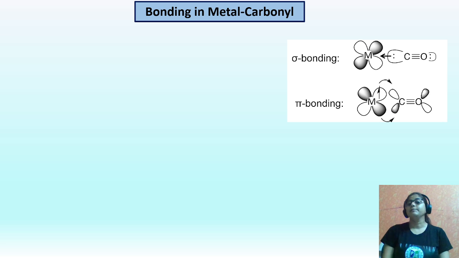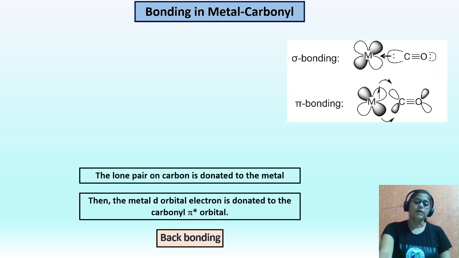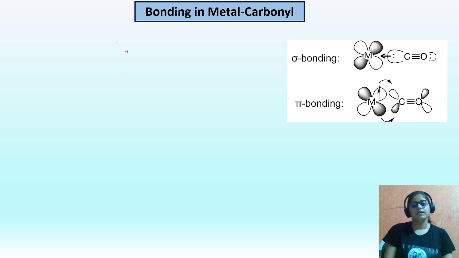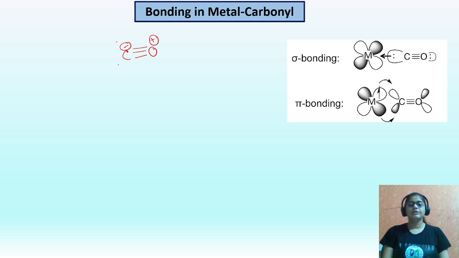Now the bonding in metal carbonyl. I have previously told you that first it will donate via sigma bonding, and then the metal will donate electrons from its d electrons. The metal will donate its d electron to the pi star of the carbon. Okay, let's just see what will happen. So here we know carbon. What is the structure of carbonyl? C O. It will be plus and it will be minus. So first it will donate via this negative charge to the metal.